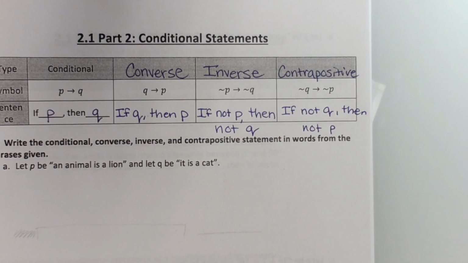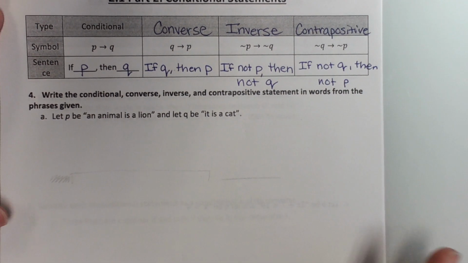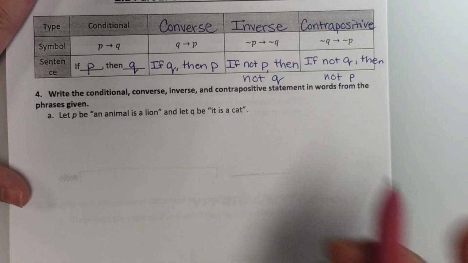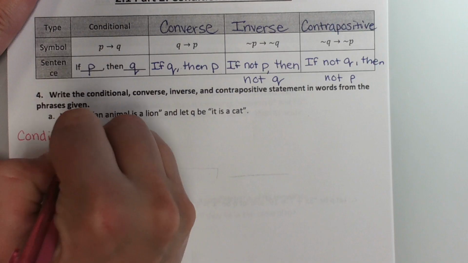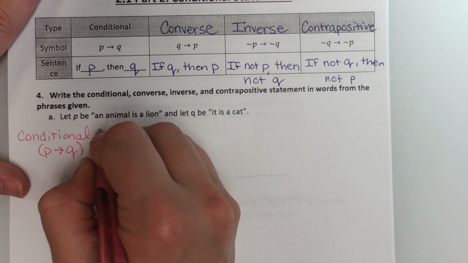Today is all about sentence writing. Like I said, yesterday felt like English, and today's going to feel even more like English. Given a conditional statement, or given a P and a Q, can we write the original conditional, the inverse, the converse, and the contrapositive? Starting with our original conditional, the one that says if P, then Q.